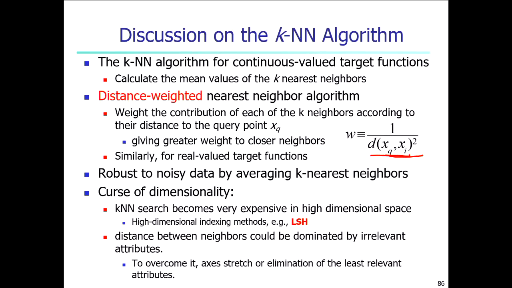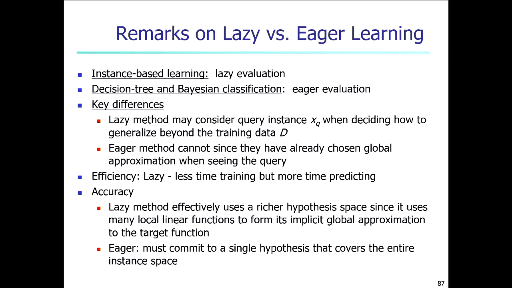Also, the distance between neighbors could be dominated by irrelevant attributes. So you need to carefully select attributes, or you need to do some axis stretching to eliminate such effects.